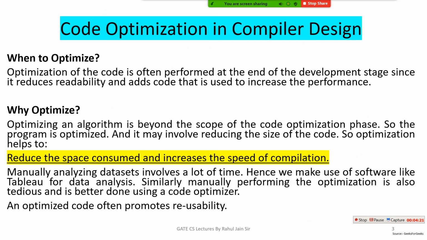The question is, when to optimize. It is a very important question: it is okay that we need to optimize, but when to optimize? So the answer is that optimization of the code is often performed at the end of the development stage. Whenever our code is developed completely, whenever we are ready with the execution statements, means our code is completely ready, at the end of our development stage, since it reduces the readability and adds code that is used to increase the performance.